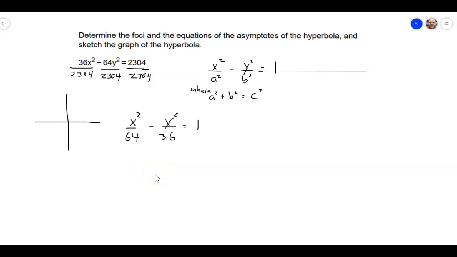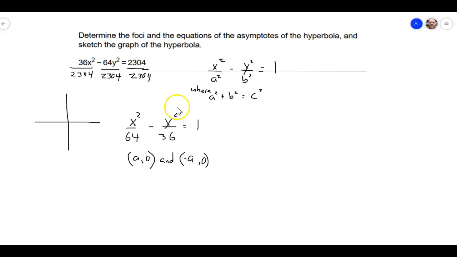All right. So now that I have it in the form that I need, the first thing I have to decide is if this thing opens up or down or left and right. And because the x squared comes first, it opens along the horizontal x-axis, so that means this thing opens left and right. The next thing I can do is find out where my intercepts are, so I can plot those. This is going to have x-intercepts because this thing opens left and right, and that's going to be at (a, 0) and at (negative a, 0).